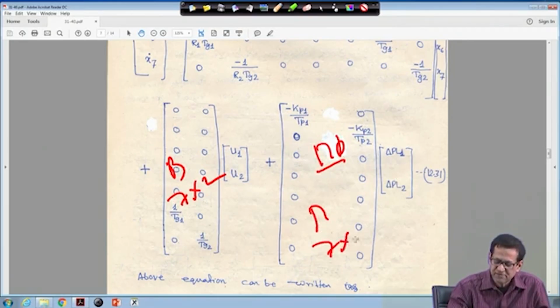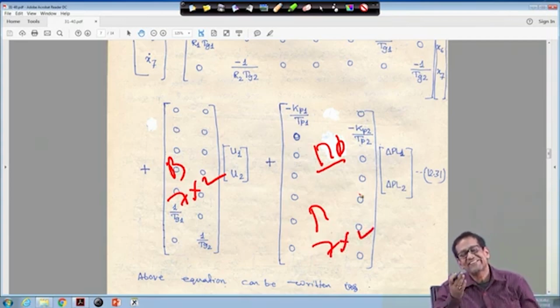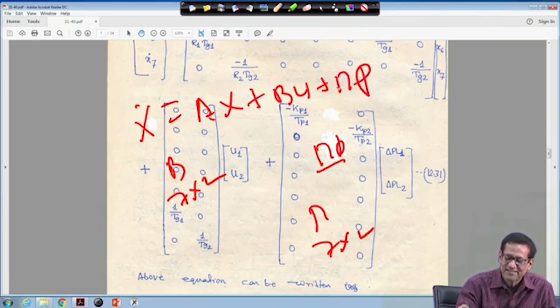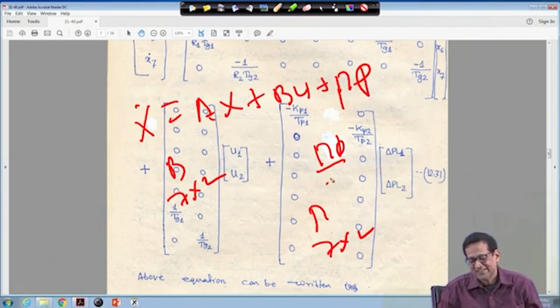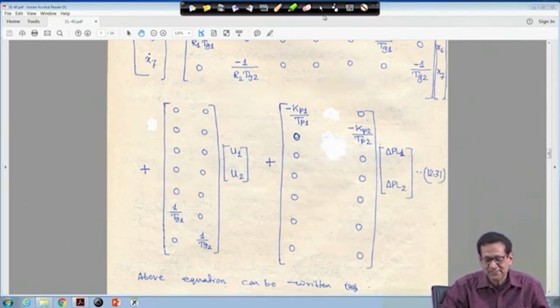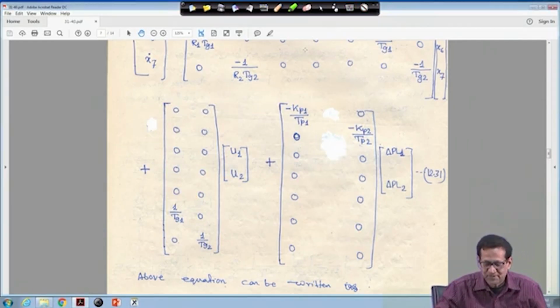So this is 7 into 2. I thought I made p 7 into 2, but it is the gamma matrix, because the equation is x dot is equal to Ax plus Bu plus gamma p, right. So it is a gamma matrix and p is nothing but PL1, PL2, right. So this is 7 into 2. So this is your equation, right.